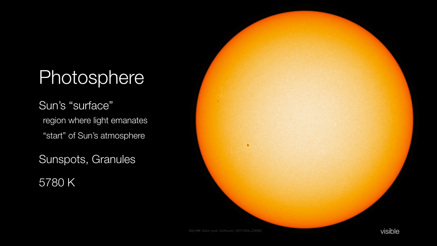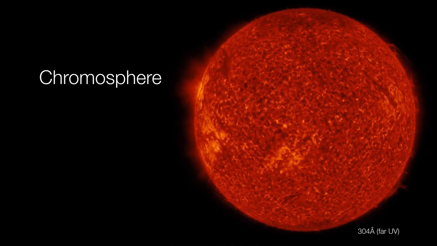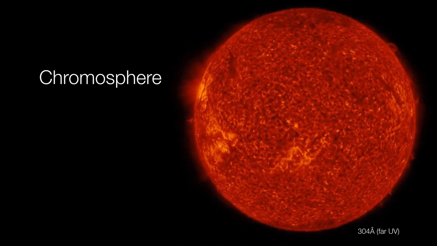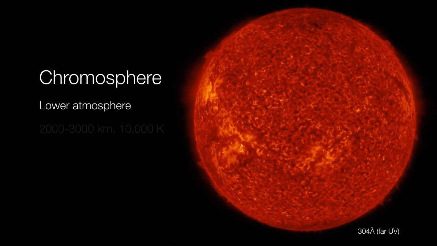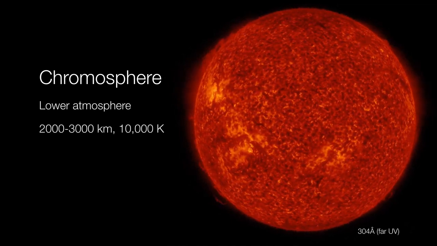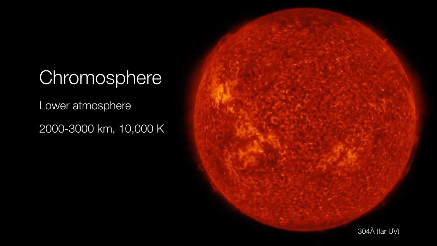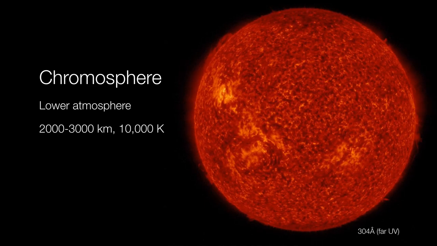But another way to think about the photosphere is that it is really the region where the sun now transitions into its atmosphere. So the lower part of the atmosphere is called the chromosphere. Now, it's worth mentioning that in this chromospheric region, or the lower atmosphere, we're only talking about maybe 2,000 to 3,000 kilometers in thickness. And yet the temperature, rather than decreasing, increases.